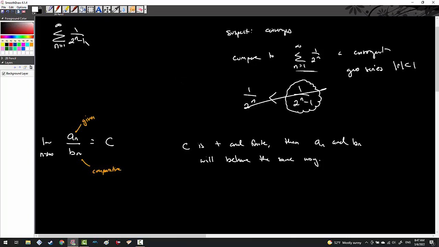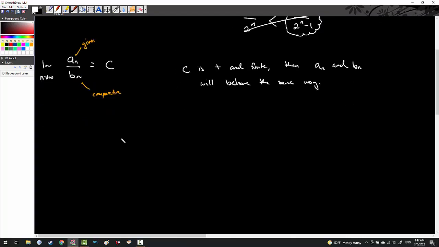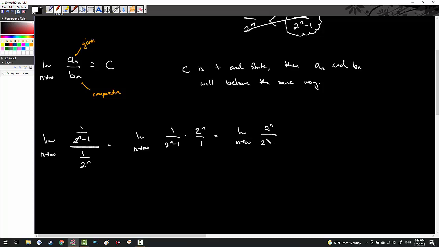So that's what I'm going to do. I'm going to go ahead and divide the given series by the comparative series while taking the limit as n goes to infinity. I'm going to see what happens. The limit as n goes to infinity of 1 over 2 to the n minus 1 over 1 over 2 to the n, which is going to be the limit as n goes to infinity of 1 over 2 to the n minus 1 times 2 to the n over 1, which is the limit as n goes to infinity of 2 to the n over 2 to the n minus 1. Of course, as n goes to infinity, these are your dominant terms right here, which means you'll have a totality of 1.